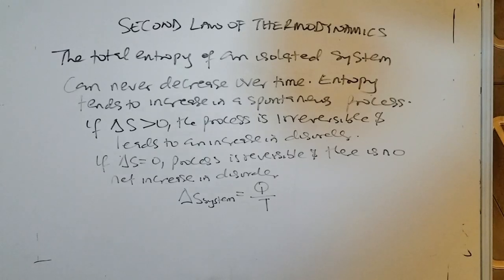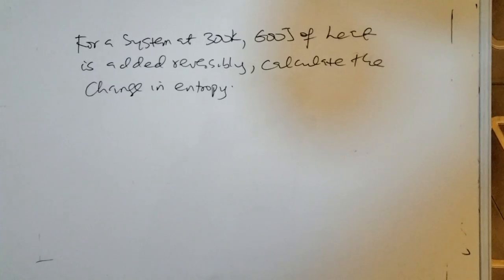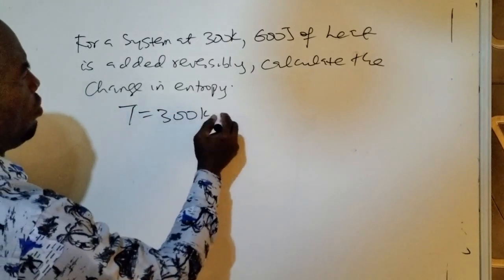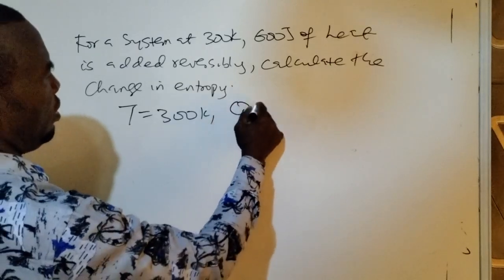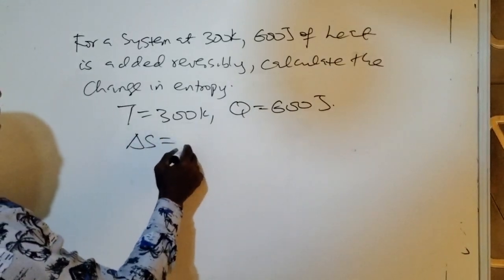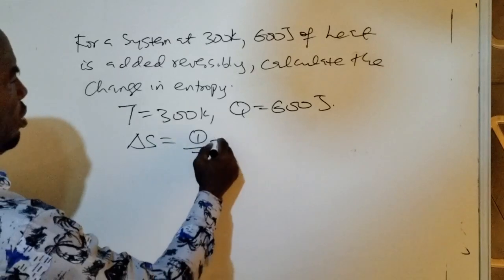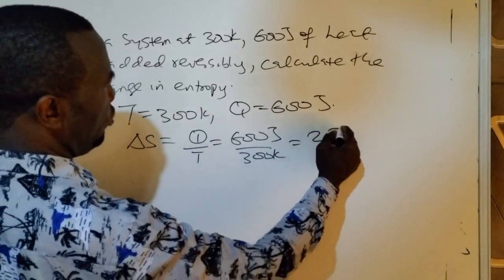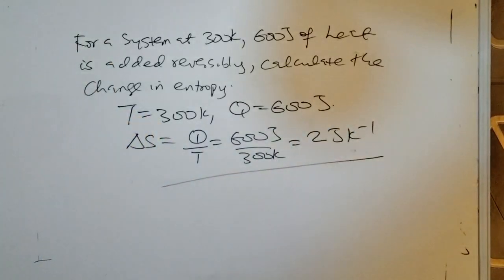So let's look at the equation on the board. For a system at 300 Kelvin, 600 joules of heat is added reversibly. Calculate the change in entropy. So for this question, the temperature is 300 Kelvin. Our heat is 600 joules. Look for the change in entropy. The change in entropy is going to be given by Q over T, which is 600 over 300. And that will give us 2 joules per Kelvin. As simple as that.